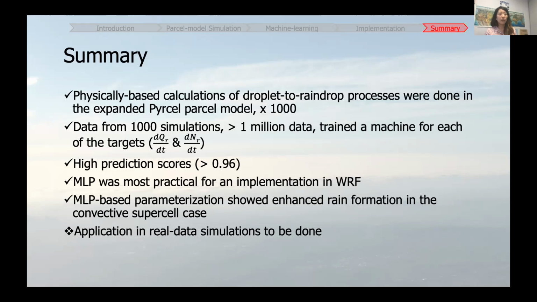And this time the targets were DQR, DT, DNR, DT. And we saw high prediction scores, and MLP was most practical for implementation in WRF. This MLP-based parameterization, or the machine prediction, showed enhanced rain formation, or earlier rain formation, in the convective supercell case. And to be done is the application in real data simulations.